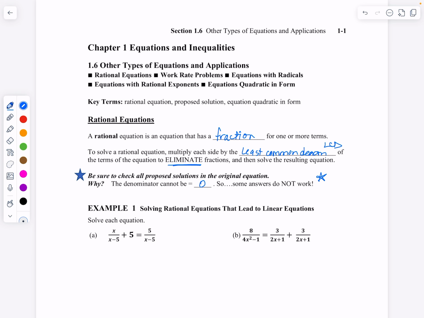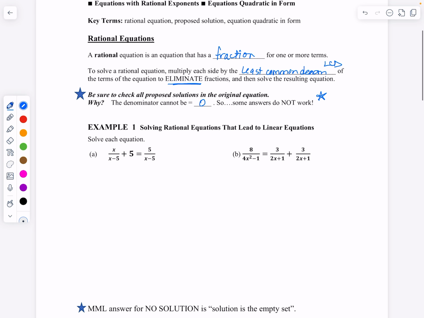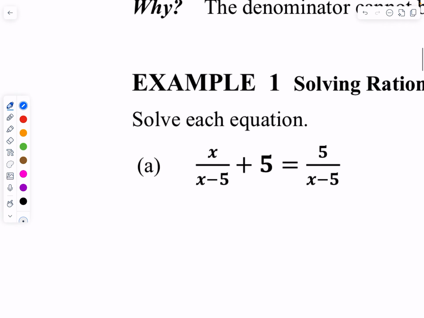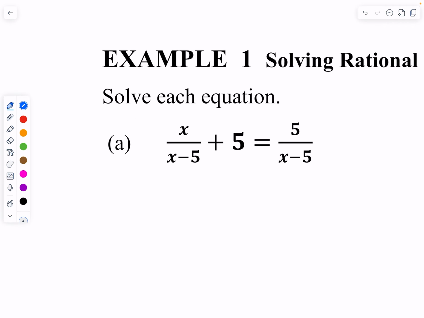So this is a fairly short section. We have about 5 examples. So let's start out with this one. So I need to find the least common denominator, the LCD.